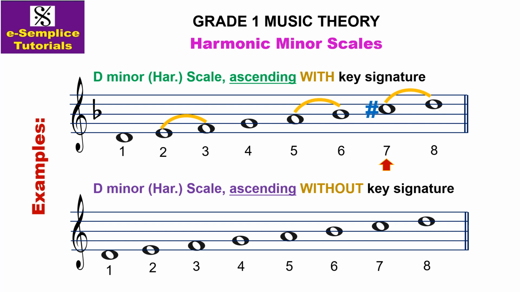Now this is without key signature, so you show the key signature accidental of D minor only on the note needing it, and that is B flat. So you just add a flat to B. And because it is a harmonic scale, you need to raise the 7th note by adding a sharp.